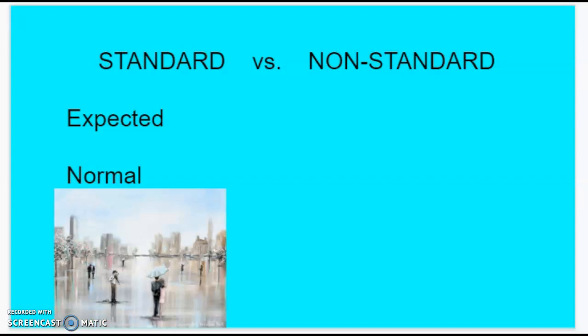So in this painting, there is a normal relationship between the figures and the buildings in the distance. While the figures are much bigger, we understand that that's because they're closer and the buildings are further away. But this is a normal relationship. This is standard proportion. Where non-standard is not expected, or what we might call abnormal. You might also hear non-standard proportion called distortion.